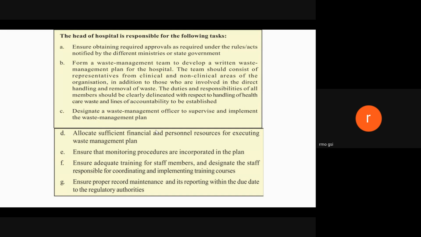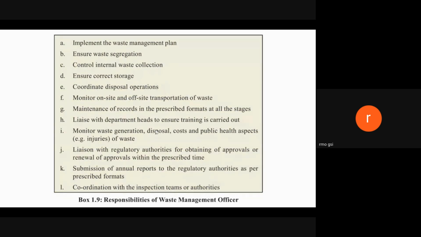Designate a waste management officer to supervise and implement the waste management plan. It is the responsibility of the head or top management to provide sufficient financial and personnel resources and all other resources for executing the waste management plan. Ensure the monitoring procedures are incorporated in the plan. Ensure adequate training of all categories of staff for the implementation. Ensure proper record maintenance and its reporting to the regulatory authorities within the stipulated time frame.